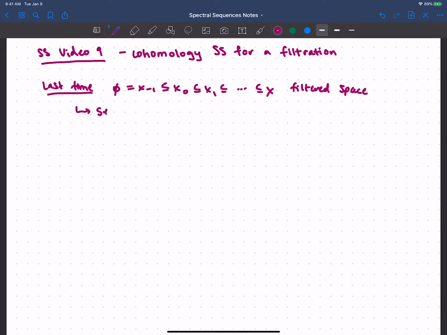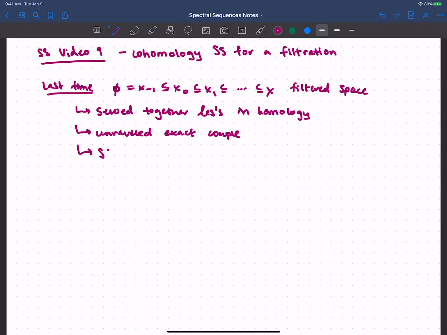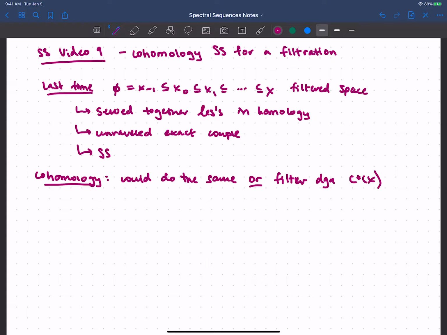And what we did is we sewed together a bunch of long exact sequences in homology. And then we basically called that sewed together thing an unraveled exact couple. And chased some elements around in it and saw that that gave us a spectral sequence, well, roughly. So for cohomology, we could do the same thing. Or, and what I'm going to do instead is look at filtering a DGA, namely the cochain complex, maybe cellular or singular cochain complex, depending on the situation.